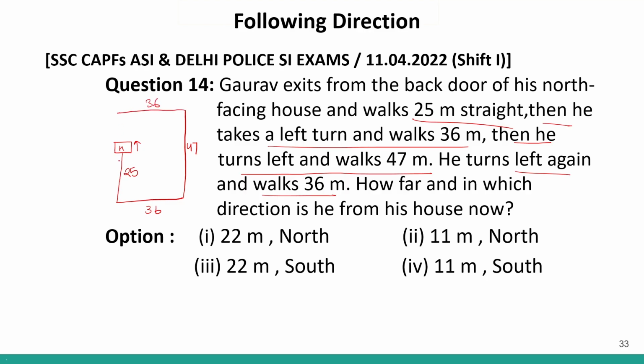In a straight line from the house, we have to find out how far and in which direction he is from the house now. From the house, the direction is north. And how far we can easily find out: it will be 47 minus 25, which gives 22. So 22 meters north is in option number 1. So option number 1 will be the correct answer.